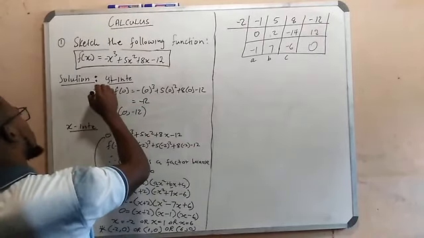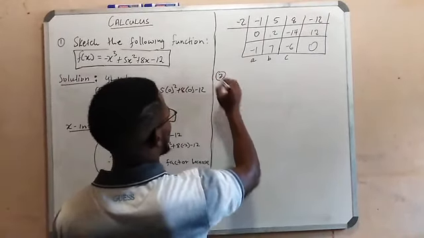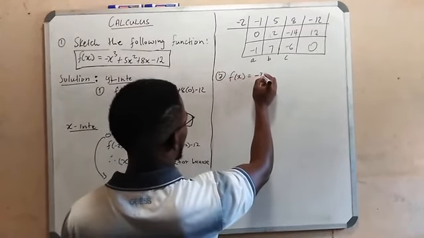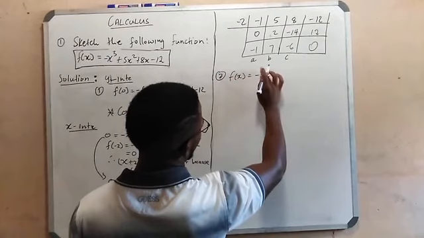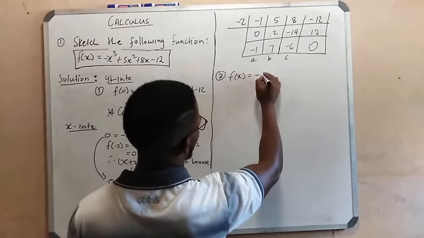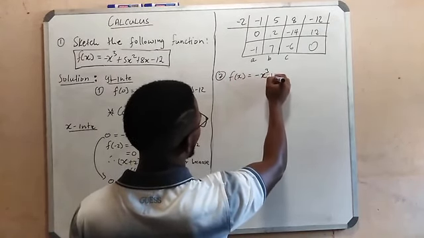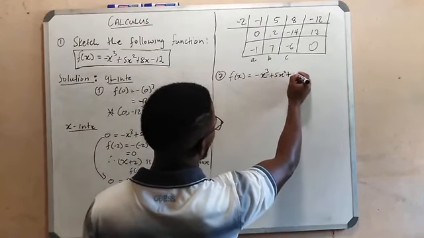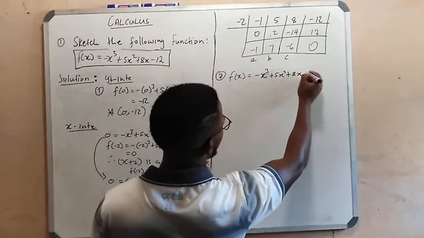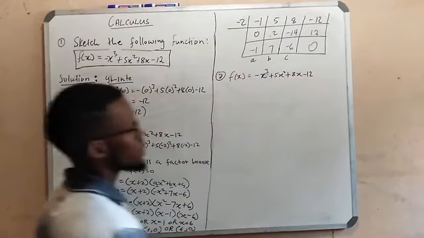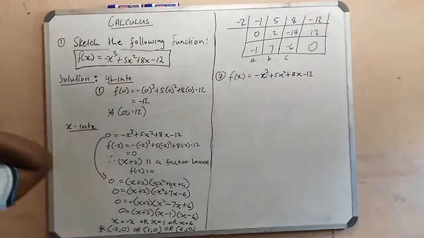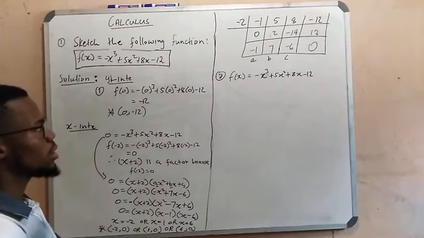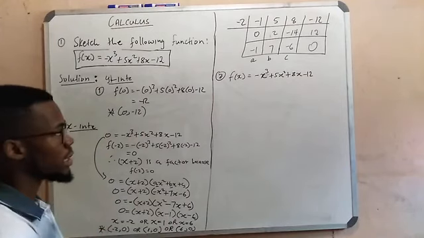Let us say this is 1. Turning points. You have f of x is equal to minus x cubed plus 5x squared plus 8x minus 12. That is our original function. So we need to find the turning points now.